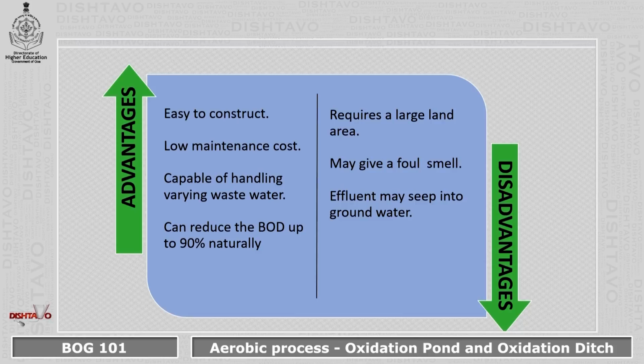It has a few disadvantages as well. That is, it requires a large land area, as we had first seen in the picture of the oxidation pond. Sometimes it may also give a foul smell, and this can also lead to breeding of mosquitoes. Having been constructed in the ground itself, the wastewater, that is the effluent, may seep into the groundwater, and as a result, it may cause the pollution of groundwater.